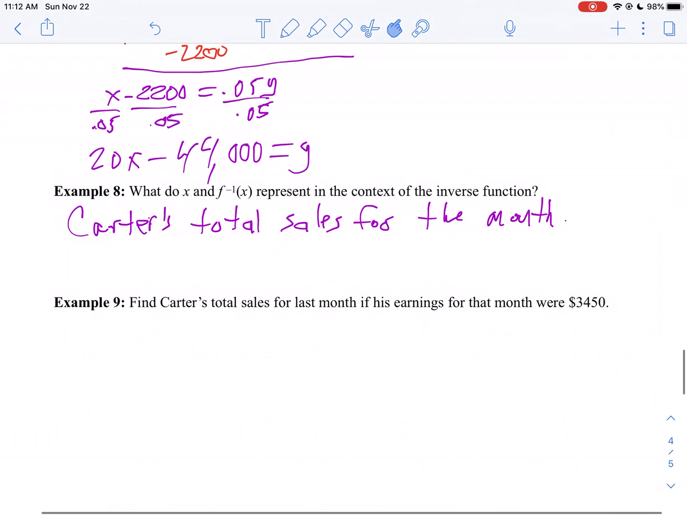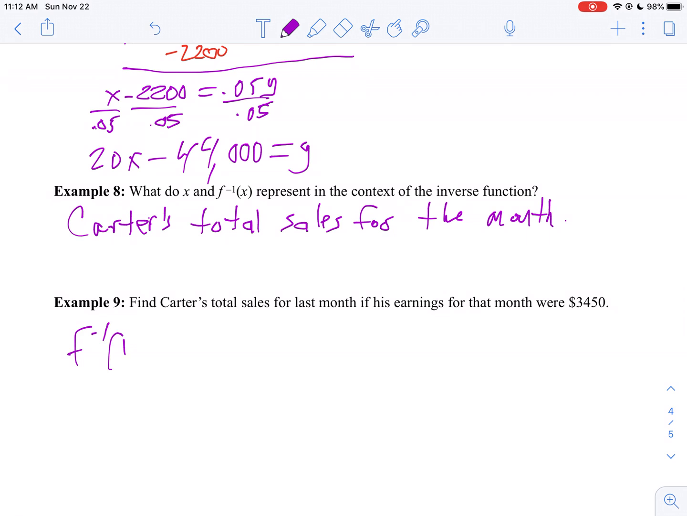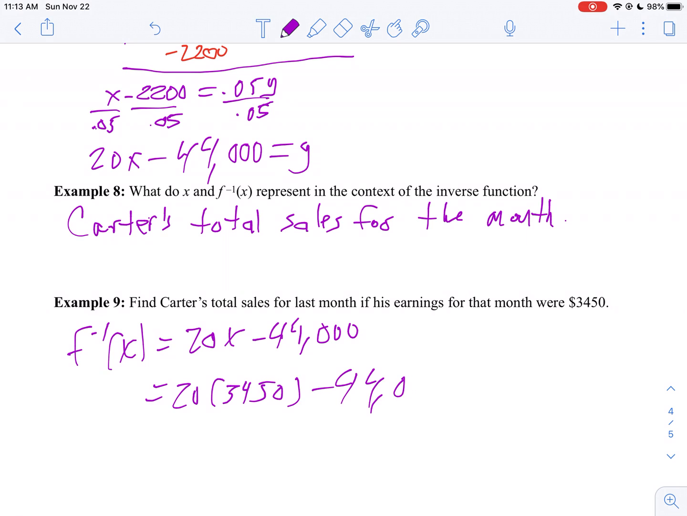So on this question, it says find Carter's total sales for last month if his earnings were $3,450. In other words, x is $3,450. So we're going to say f inverse of x. I'm going to rewrite the problem here: 20x minus 44,000. Well, in this context, x is his earnings. So we're going to say 20 times 3,450. We're going to subtract 44,000 from that.